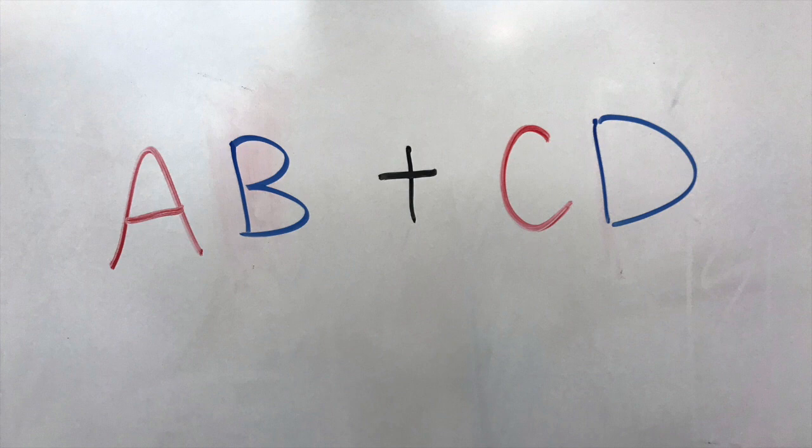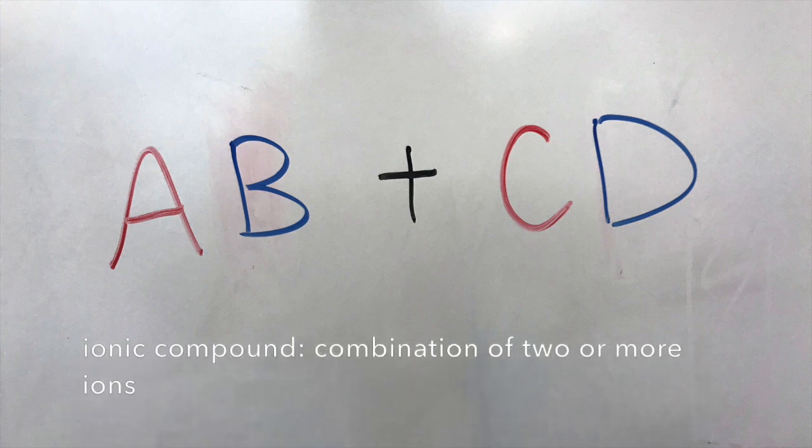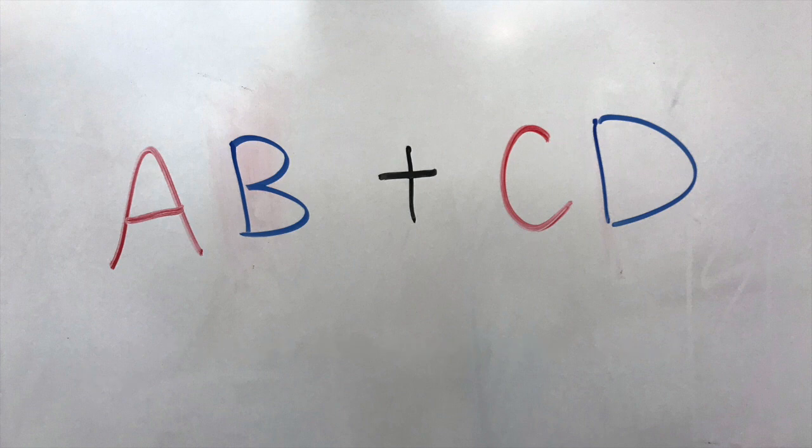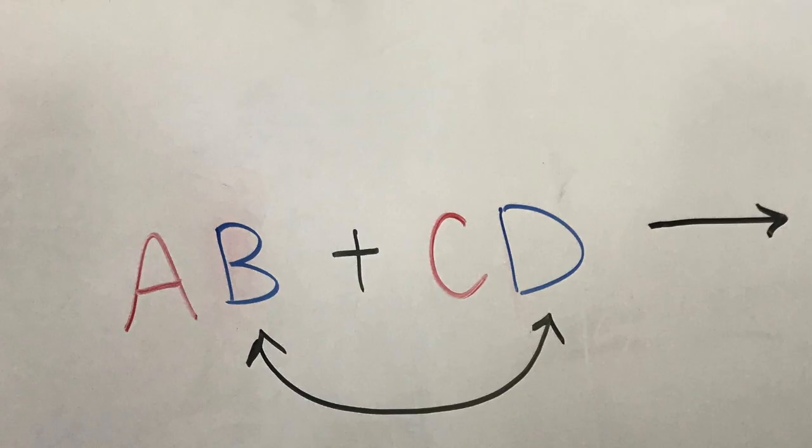To start off, we're going to use a simple example with ionic compounds AB and CD. An ionic compound is a combination of 2 or more ions. These compounds have a positive ion, we'll show that as red, and a negative ion, we'll show that as blue. As you can see in this drawing, A and C are both red positive ions, and B and D are both blue negative ions. When the compounds react together in a double replacement reaction, B and D switch places.